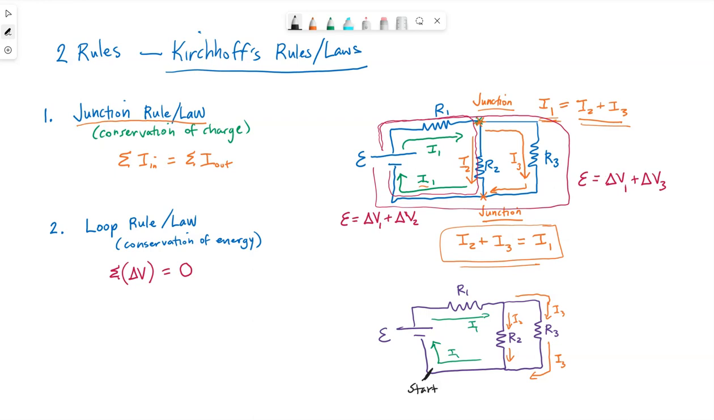But if I follow a loop starting at this bottom left corner, go all the way around and get back and end also at this bottom left corner, then all the voltages, these are potential differences, delta V's, must add up to be 0. This is another way of describing what we did before.